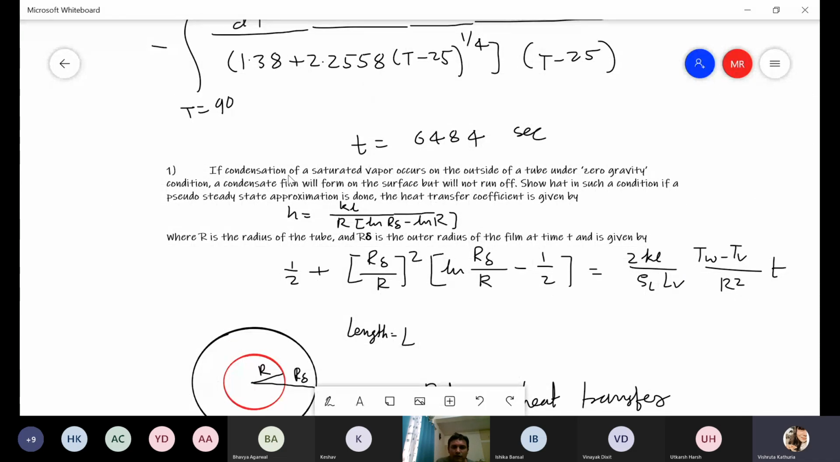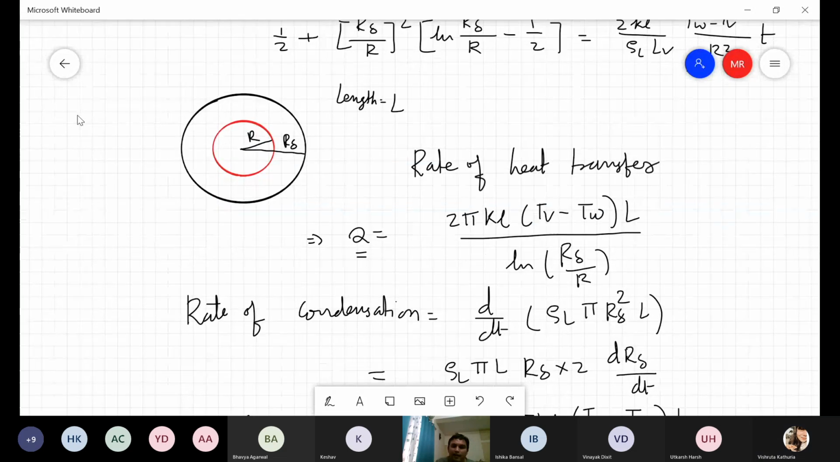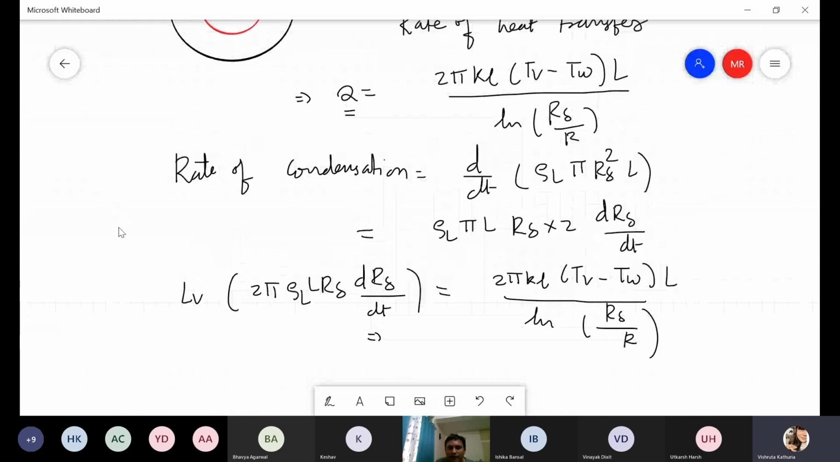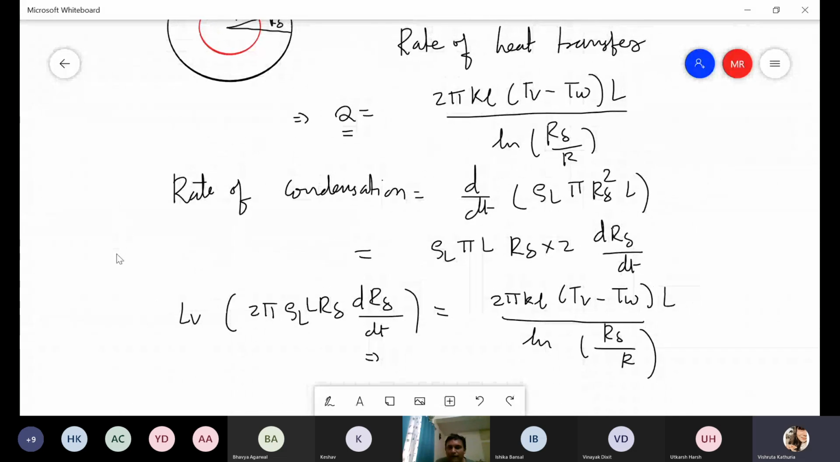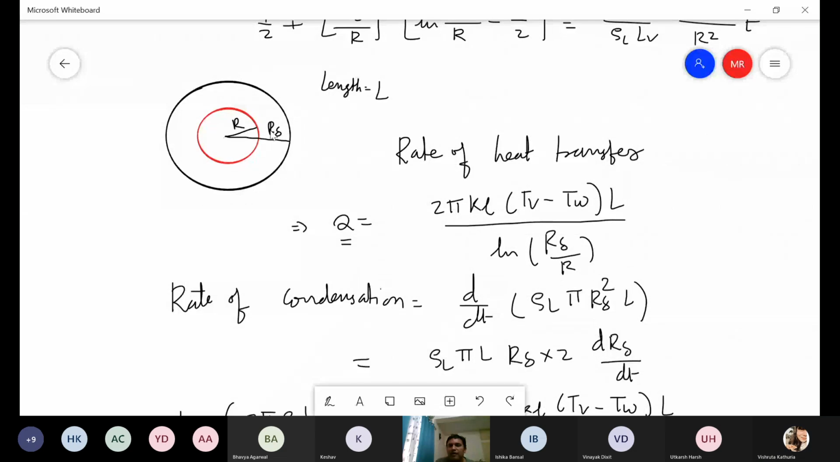Sir, I also wanted to ask, while you were taking dm by dt, shouldn't it be the difference of the two squares of the radius? You are saying that the difference between these two, isn't it? That is what you are trying to say? So while you calculated the rate of condensation, you were calculating dm by dt. I understood. What you are trying to say is, yes.